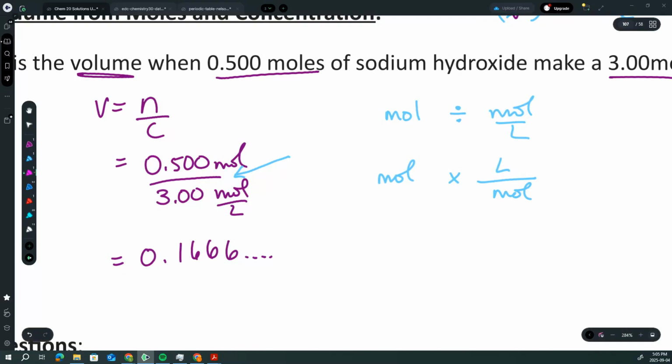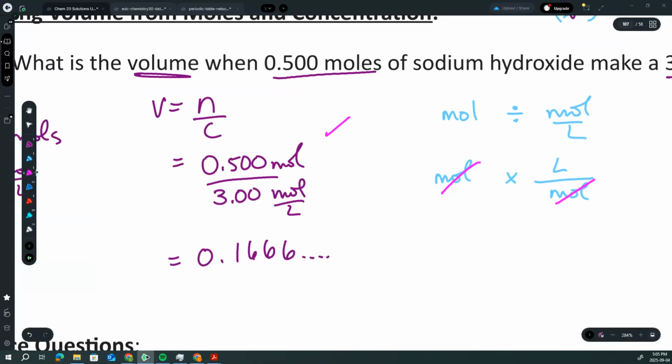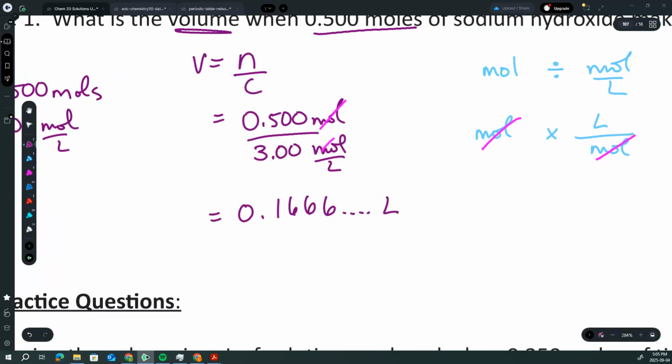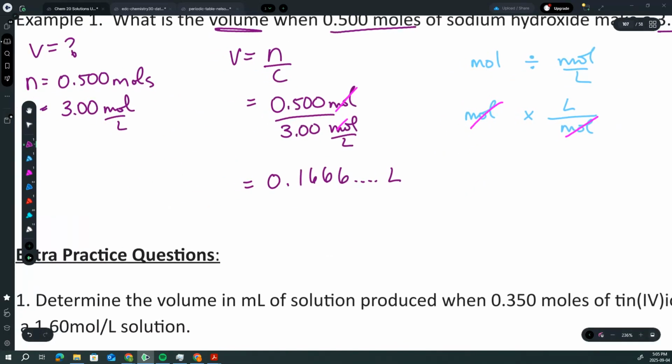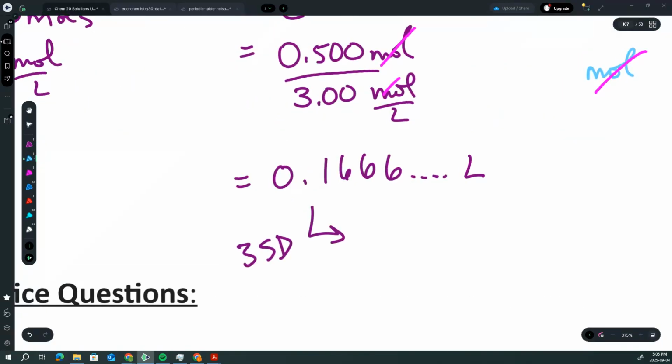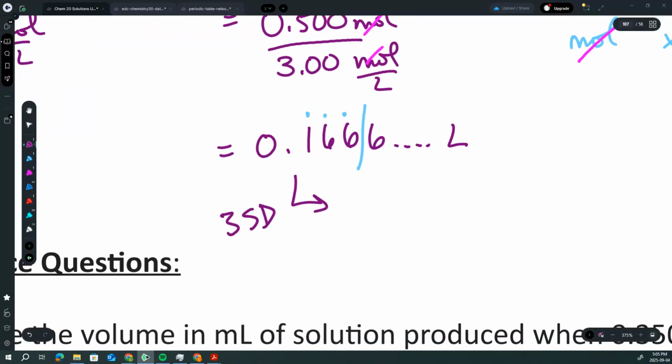Now you can see we have moles in the top and the bottom, so they cancel out, and that's why we're left with liters. It's a little bit harder to see why they cancel out over here, but this makes it a lot easier to see. So moles cancel out, and we're left with liters. Looking at our two given numbers, both of them are in 3 sig digs. So I'm going to count starting with the first significant digit on the far left: 1, 2, 3. There's my cutoff line. So I'm going to go 0.167 liters.